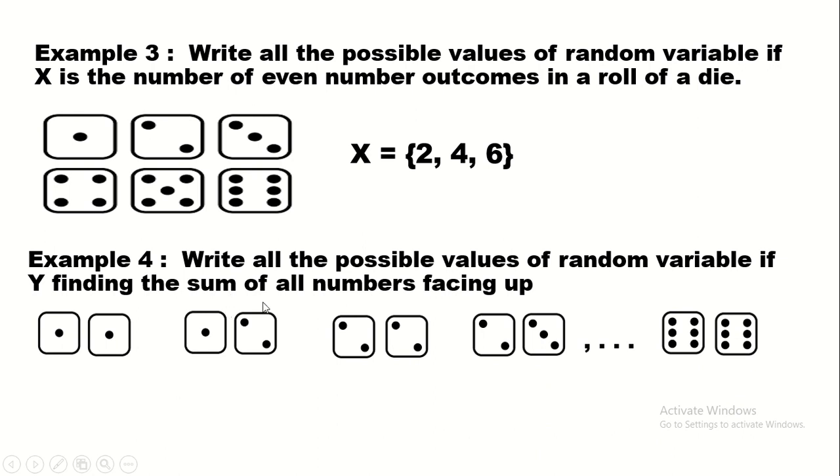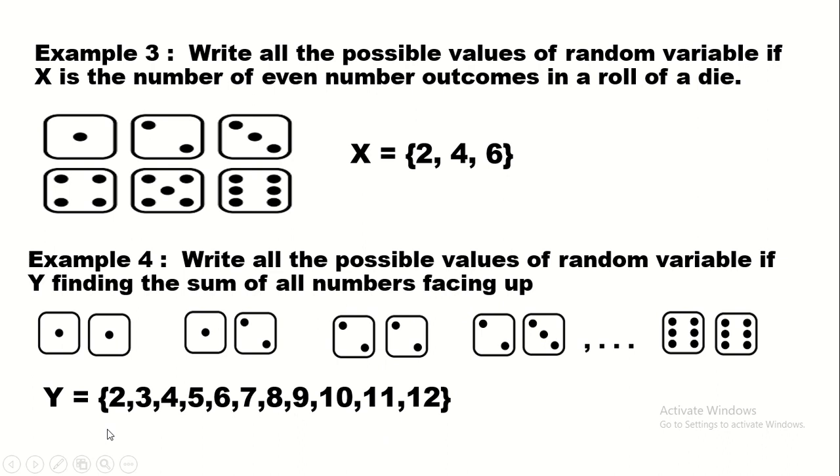So, ang sabi rito, sum of all numbers facing up. So, ibig sabihin, i-add natin to, i-add natin to, i-add natin to, hanggang makarating tayo rito. Paano natin i-represent ang random variable y? So, ganito siya.